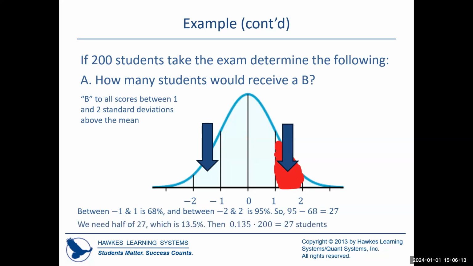The problem is I only want the area that is in red. So I need to divide that 27 by 2. I need to take half. That gives me 13.5%. That is the percentage of people who would be getting a B on this exam.